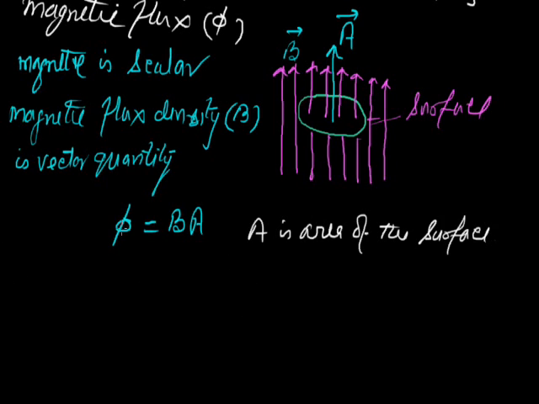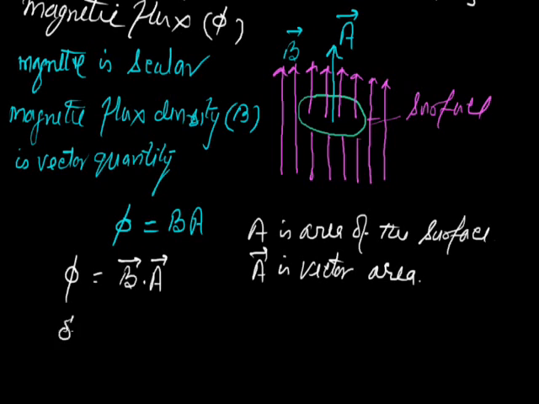Now phi is scalar, B is vector, and A is vector area. Its direction is always given perpendicular to the plane, outward. For example, the direction of vector area of the ceiling will be downward, and the direction of area of the roof will be upward, perpendicular to the plane. Now phi is scalar, B is vector, A is also vector, so we can write phi will be B dot A, it's a dot product.